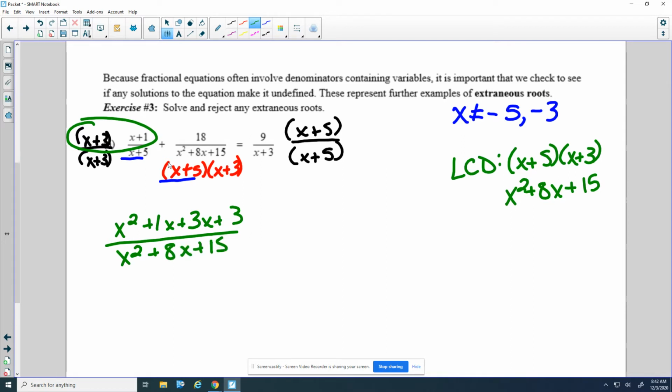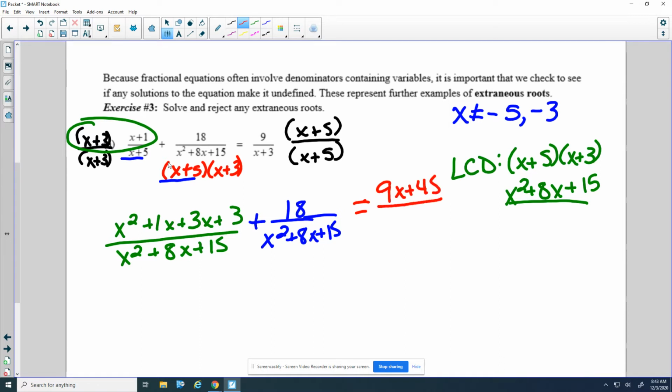And I'm not even thinking about multiplying that out because I know from over here that that's what it's equal to. My second fraction, we're just going to rewrite what's there because we don't need to change that denominator. So I'm going to write it multiplied out. And then the other side of the equation, we have 9x plus 45 over x squared plus 8x plus 15.